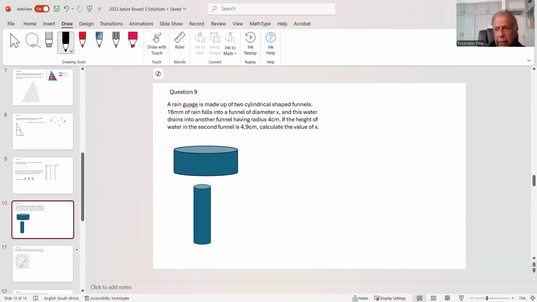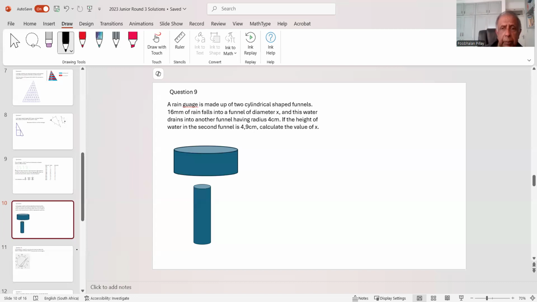Okay, question 9. A rain gauge is made up of 2 cylindrical shaped funnels. So this is a cylinder. The actual question in the paper was written differently, and I couldn't understand what a rain gauge looked like. But in the end, I figured out it's going to be something like this. They are both cylindrical shaped funnels. This is a cylinder. By cylinder, you mean it's got a circular cross section, right? Just like a chalk or a can or something like that.